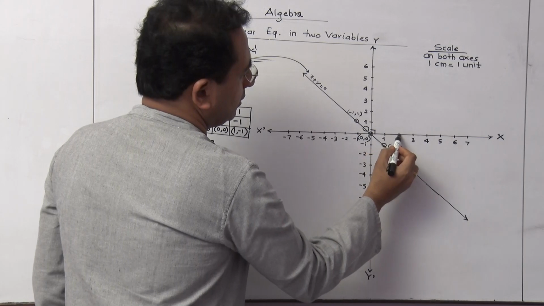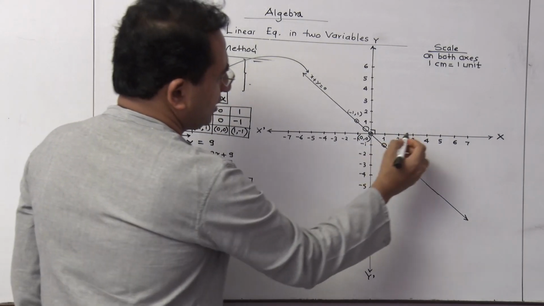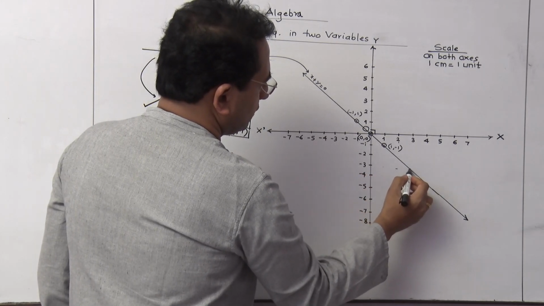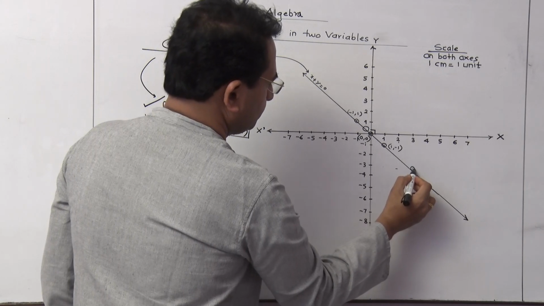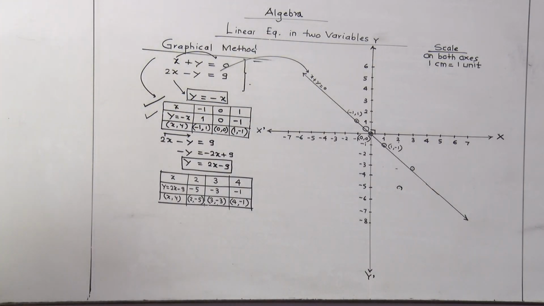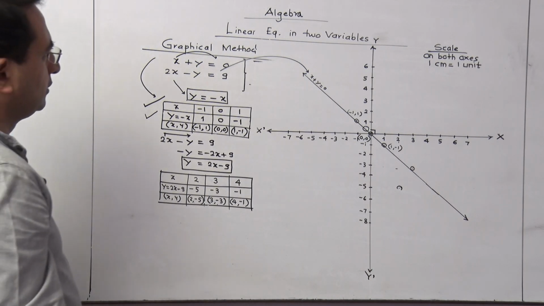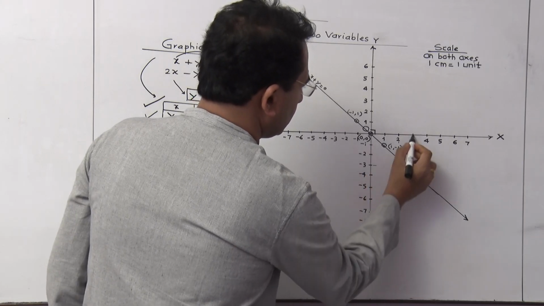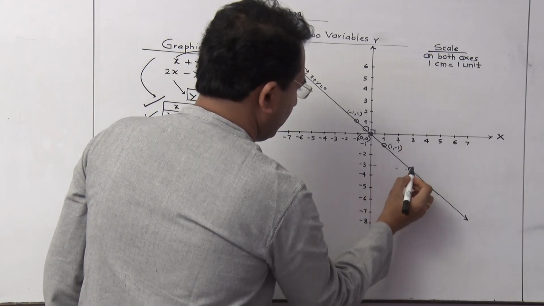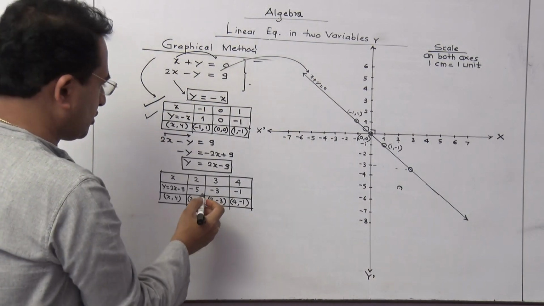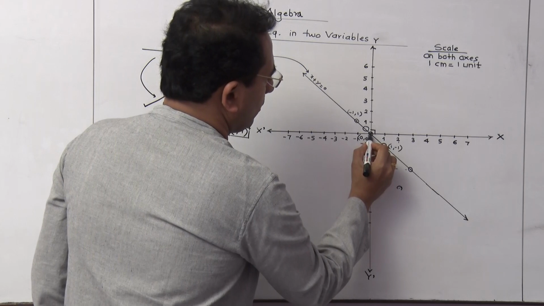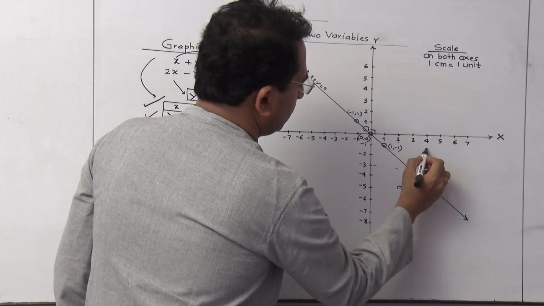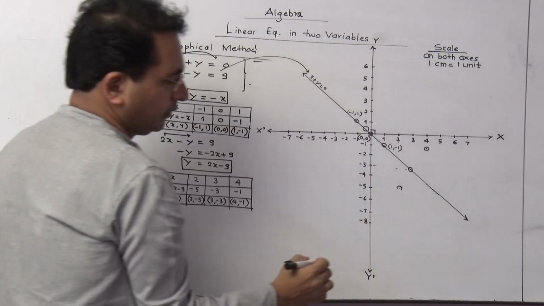Then let us go for this 3, -3. It is 3, -3. -3 means we are supposed to come down. It is coming here. 3, -3 will come here. Are you getting it? And the next one, you are going to get 4, -1. 4, -1 means 4 units to the right and then 1 unit below that. So this is one more point you are going to get.